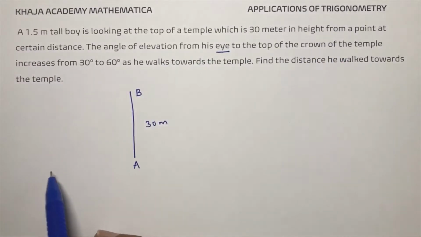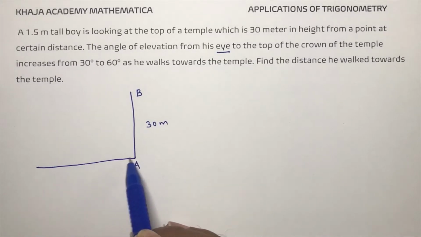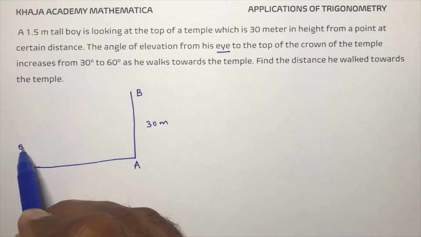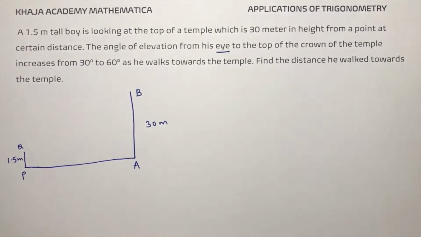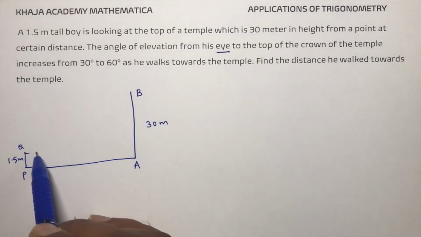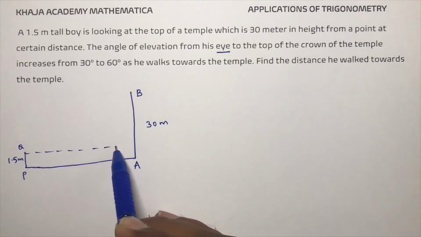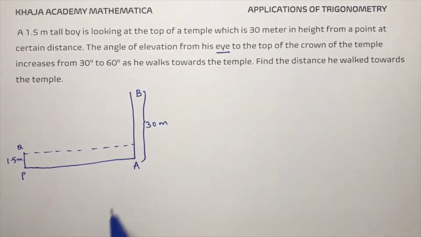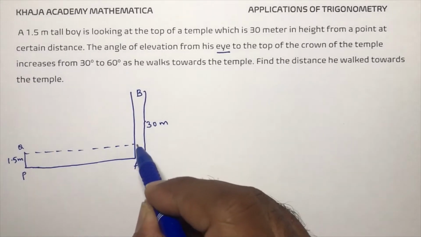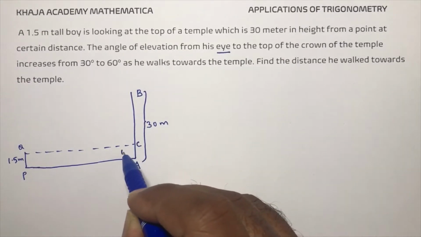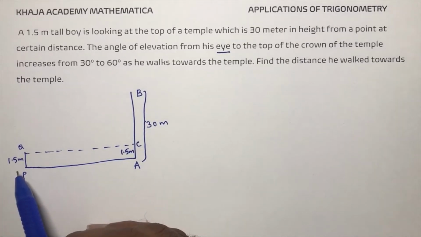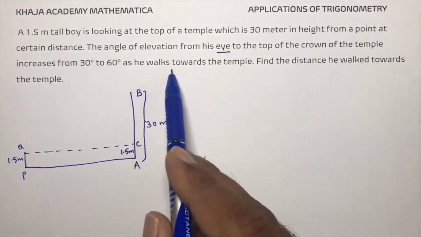The angle of elevation from his eye. So I'll take a boy whose height is 1.5, PQ, 1.5 meters. Now here I'll draw the horizontal surface. This total is 30 meters. So now I'll mark this as C. AC also will be 1.5 meters. The angle of elevation from his eye to the top of the crown increases from 30 to 60 as he walked towards the temple.